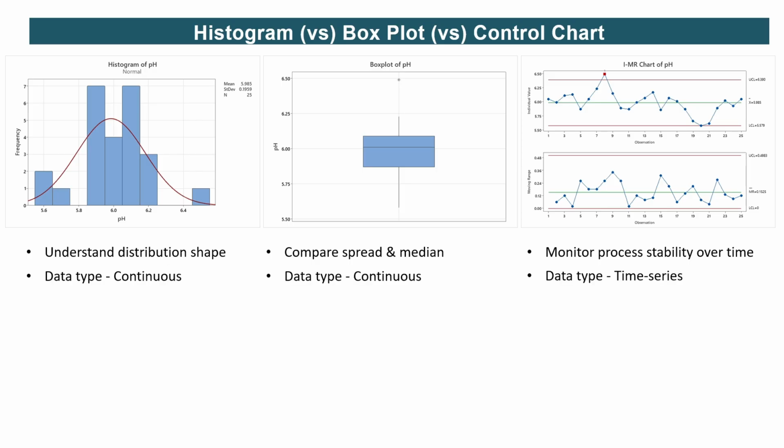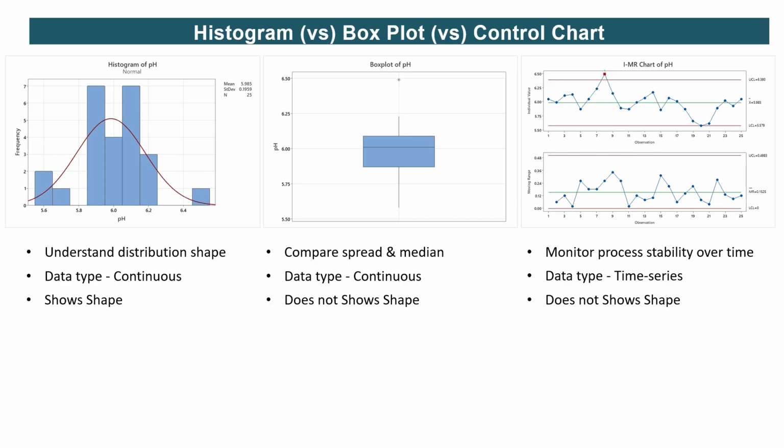The data type that we use for a histogram here is continuous data, and for a box plot also we use continuous data, and for a control chart we use continuous data, but continuous data collected with respect to time. It should be a time series continuous data. It should be collected in a chronological order.